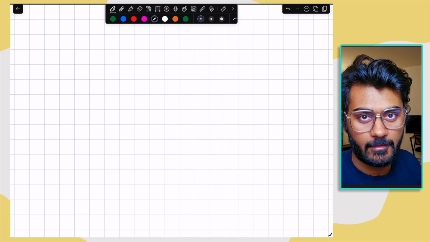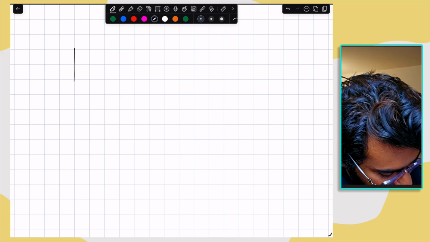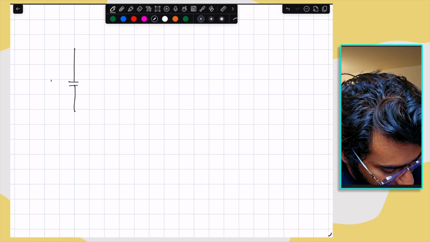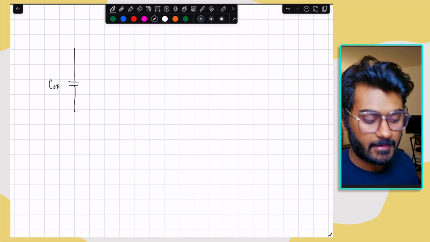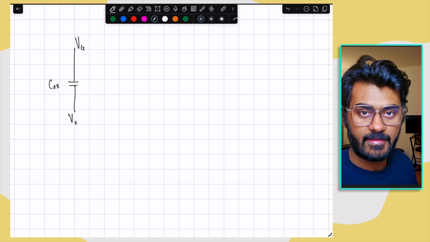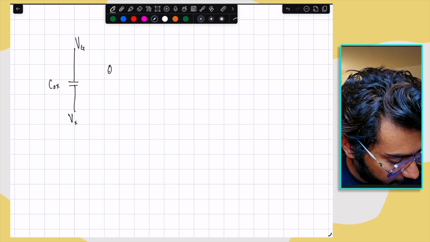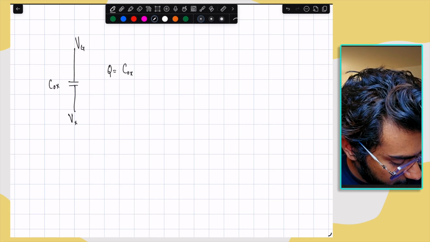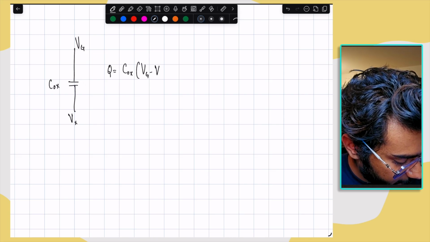Suppose both the plates are made of metals and the capacitance of this capacitor is Cox, and when we apply a voltage Vg and Vx across it, the charge stored in this capacitor is given by Cox (Vg minus Vx).